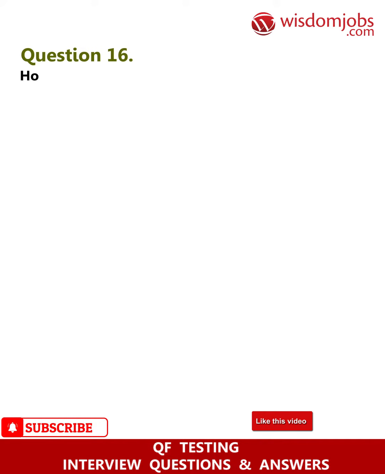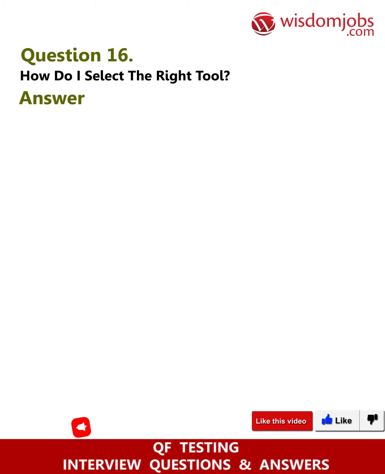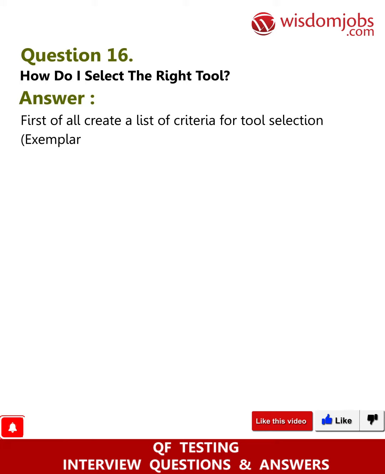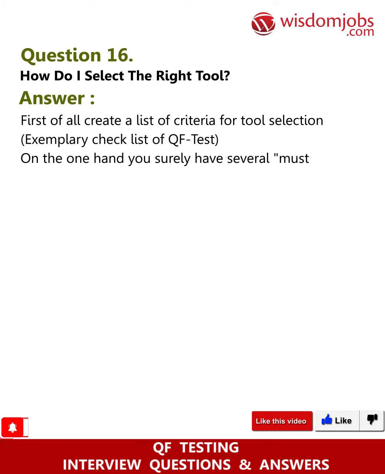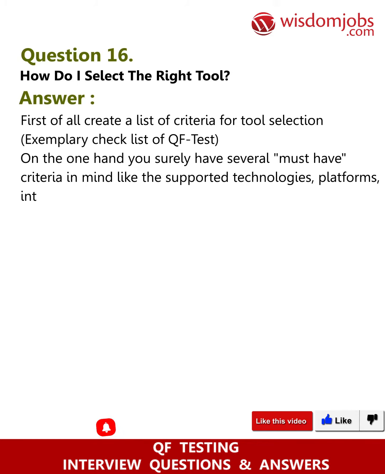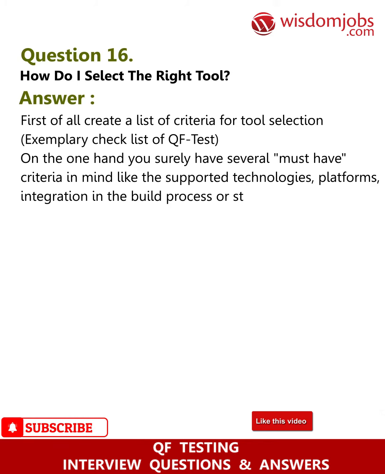Question 16. How do I select the right tool? Answer. First of all, create a list of criteria for tool selection. Exemplary checklist of QF-Test. On the one hand, you surely have several must-have criteria in mind, like the supported technologies, platforms, integration in the build process, or stable recognition of graphical elements of your software.